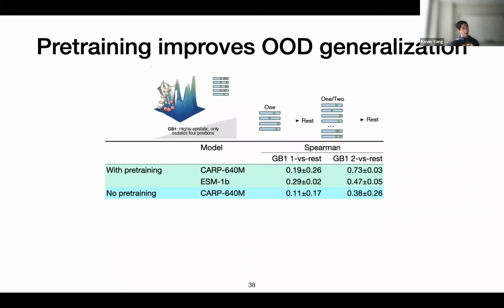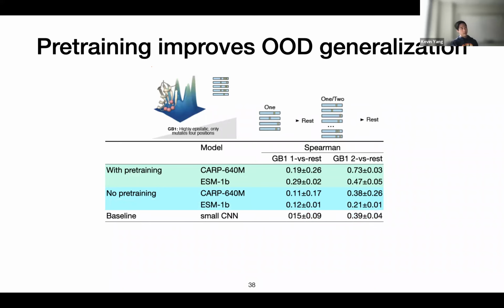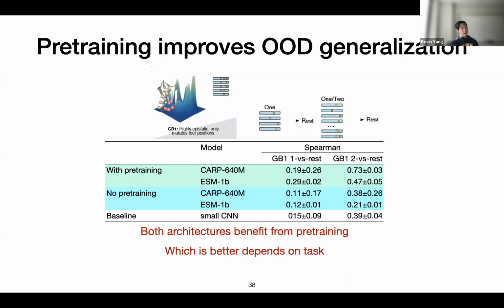And without pre-training, those models do worse. In fact, without pre-training, they do worse than a tiny CNN, probably because they way overfit. But with pre-training, they beat the tiny CNN baseline. So both architectures benefit from pre-training. Which one is better depends on the task. And I don't show this in this table, but we do find that CARP does better if you fine-tune all the way through, as opposed to freezing the pre-trained weights, which is a different conclusion than what's been published elsewhere for other models.